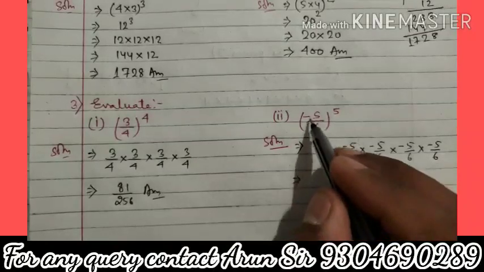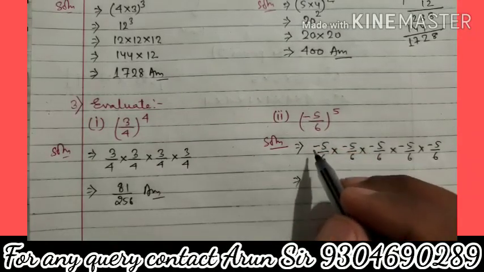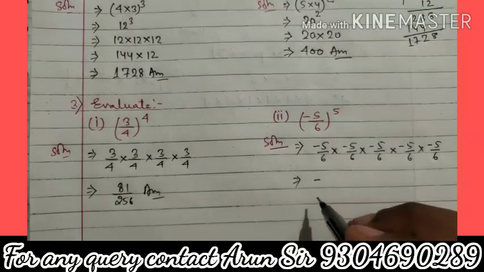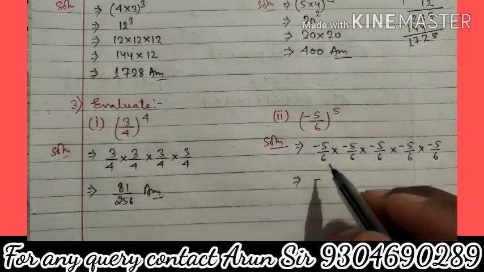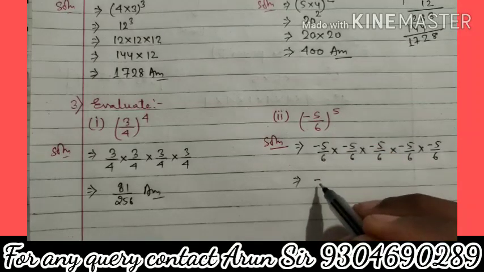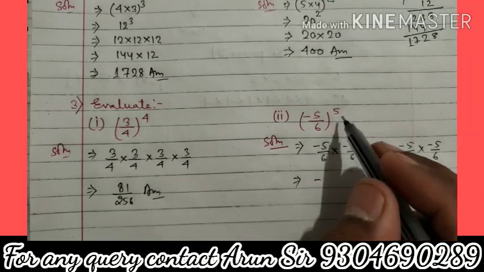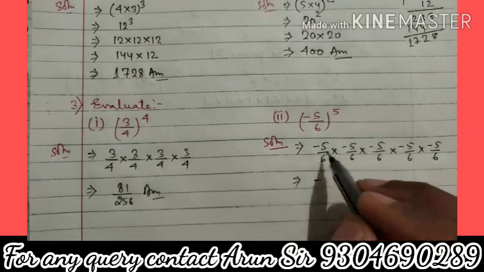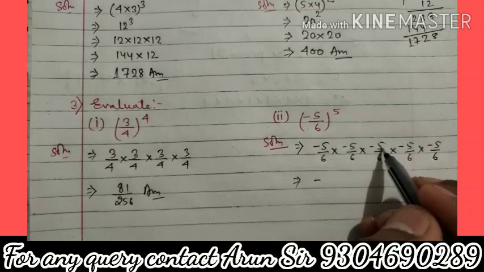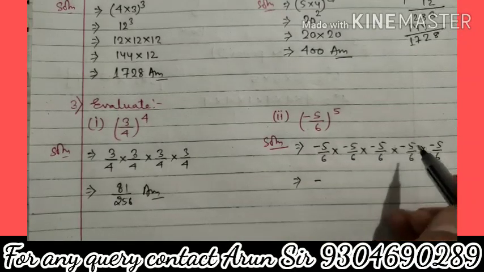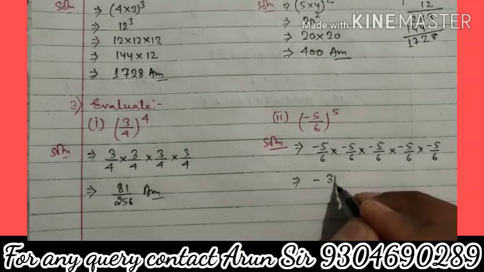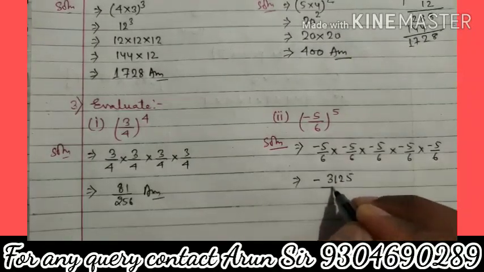Now as we can see that the number is negative and the power is an odd number, the result will be negative. We have studied earlier that if the number is negative and the power is odd, the result will be negative, and if the power is even, the result will be positive. Now we have to multiply it 5 times. 5 5s are 25, 25 5s are 125, 125 5s are 625 and 625 into 5 is 3125. You will multiply by your own.